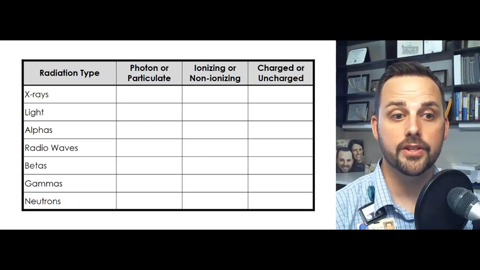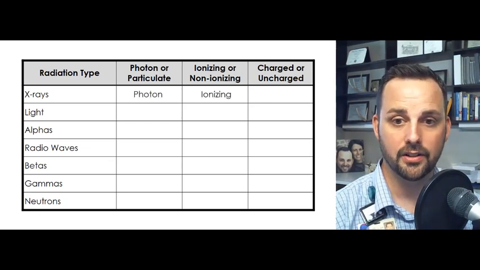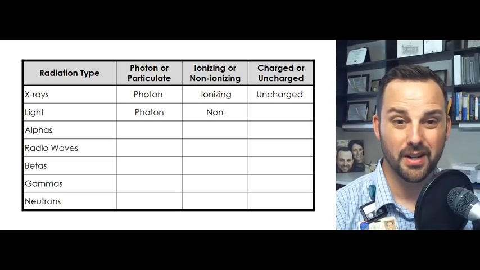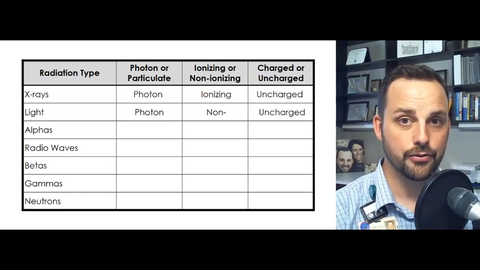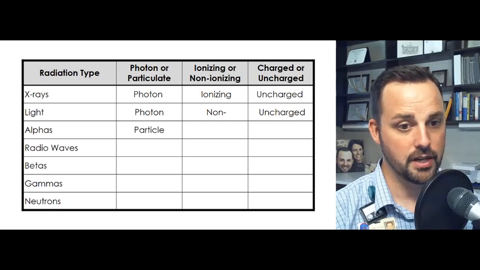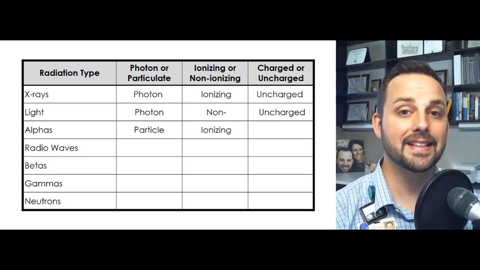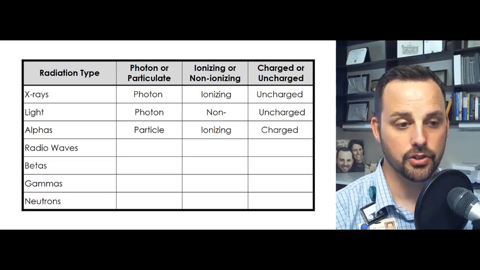All right, hopefully you did this on your own. X-rays are a form of photon radiation. They're ionizing, and like all photons, they're uncharged. Light is also a type of photon radiation, but it's non-ionizing, and of course, it's uncharged. Alpha radiation, completely different. It's a particle, so it's particulate radiation, but like all particles, it is ionizing, and it does have a charge, a charge of +2.